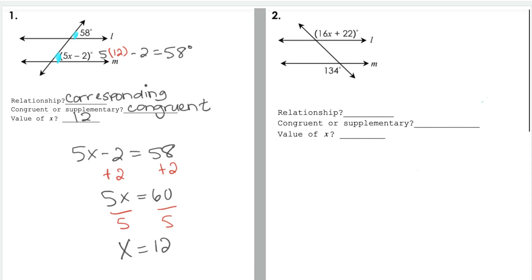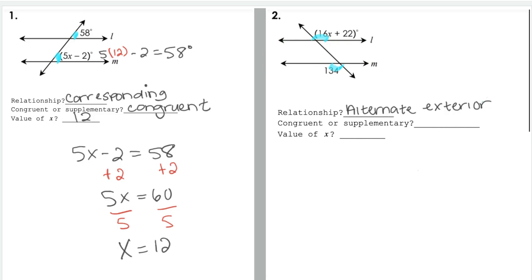Right, in number 2, I am comparing 16x plus 22 to 134. So looking at my transversal, one angle is on the right and one angle is on the left, and that makes them alternate because they're on opposite sides. 16x plus 22 is on the outside of the parallel lines, and 134 is on the outside of the parallel lines. So that makes these alternate exterior angles.